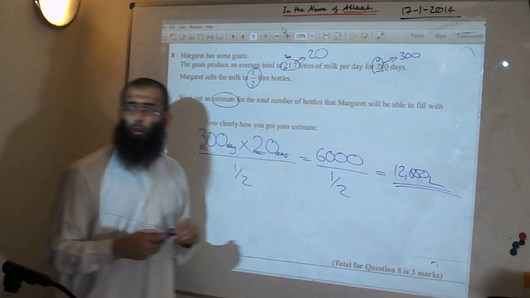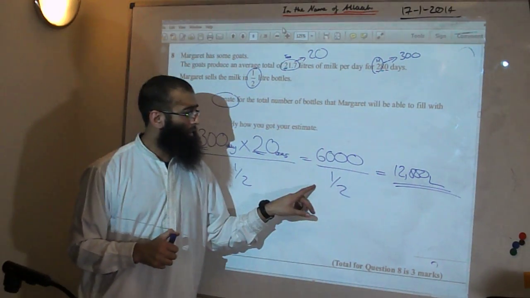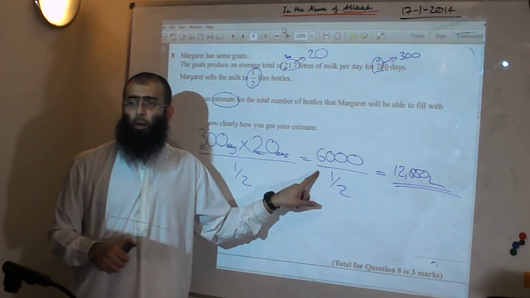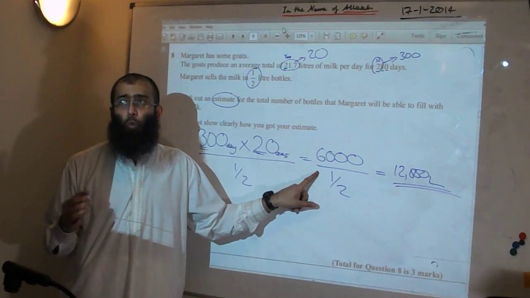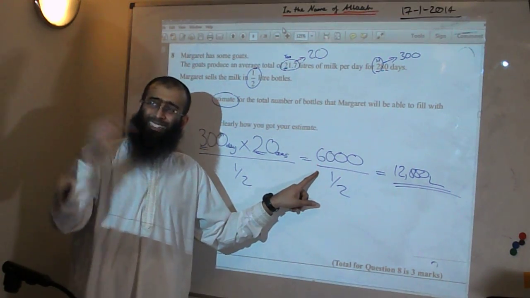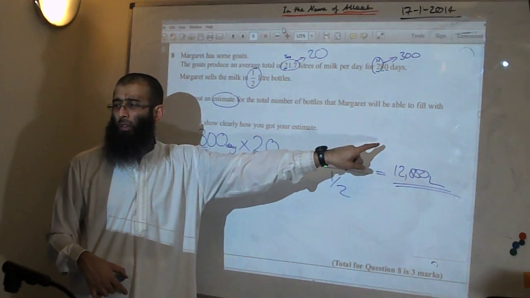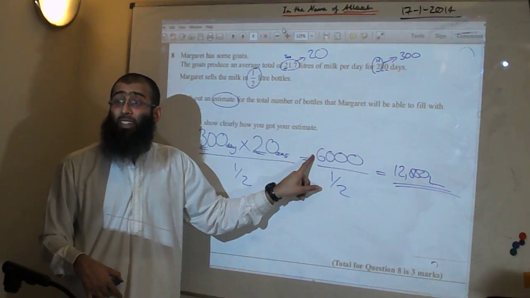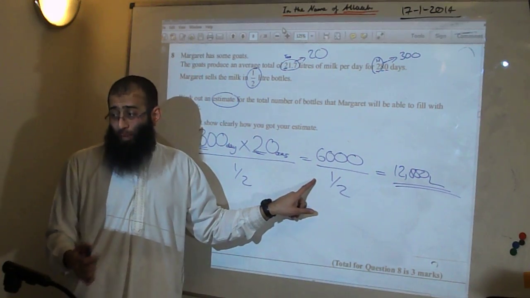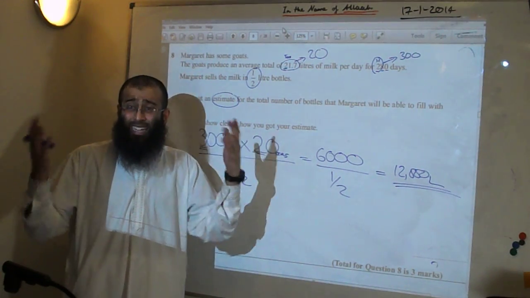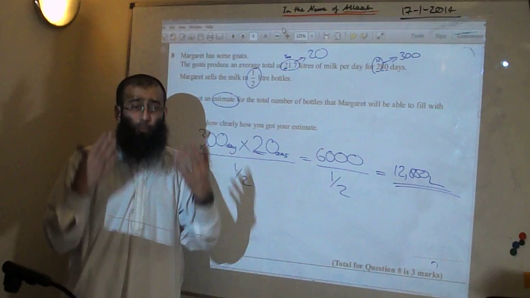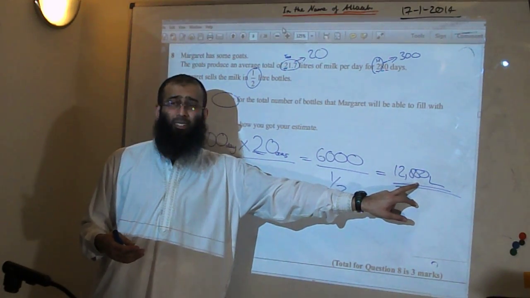12,000. 12,000 litres. Okay folks, one quick way to think about this. When you've got 6,000 divided by half, we're not dividing it by 2. Most students' response in the examination is that 6,000 divided by half is 3,000. And that's wrong. This is saying 6,000 divided into halves. How many half pieces would you have? If you had 6,000 cakes and you divided them into half pieces, you would have how many pieces?